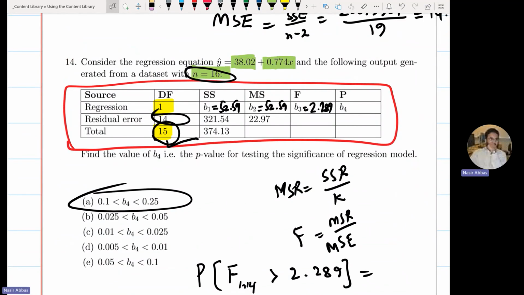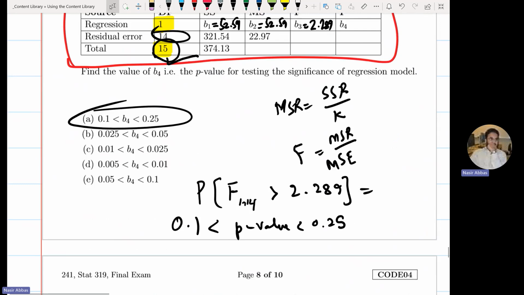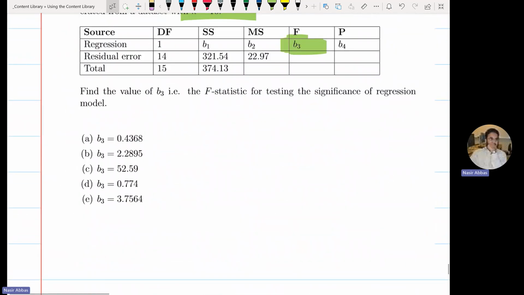This will happen in the final exam also, that the questions might be shuffled, but you will use the information from one question in another question. So 2.289 should be the correct answer. Is it there in the choices? Here it is. Option B is correct. We already found this in one of the questions.